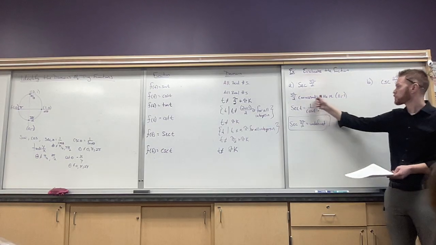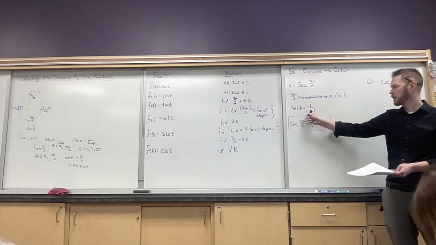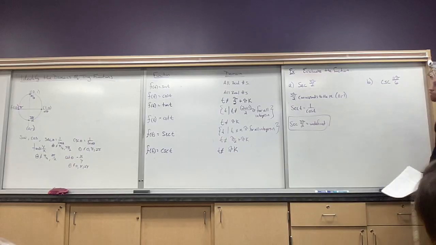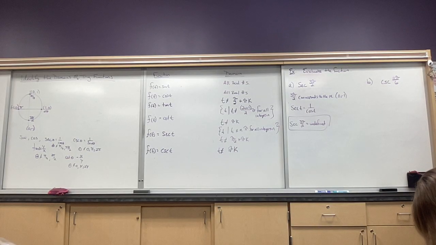So 3 pi over 2 corresponds to this point. Secant's 1 over cosine. We know cosine's with the x-coordinate. With the x-coordinate 0, 1 over 0, undefined. All right, questions?